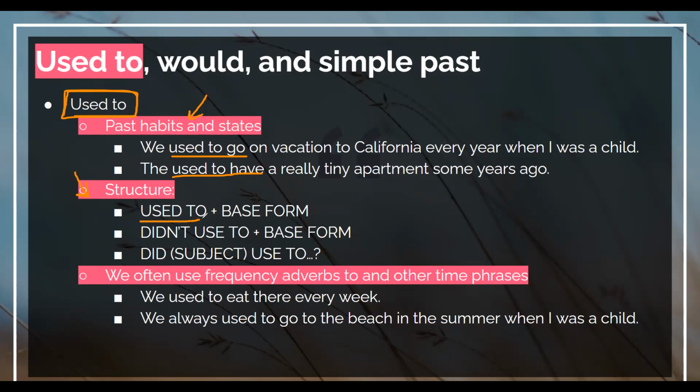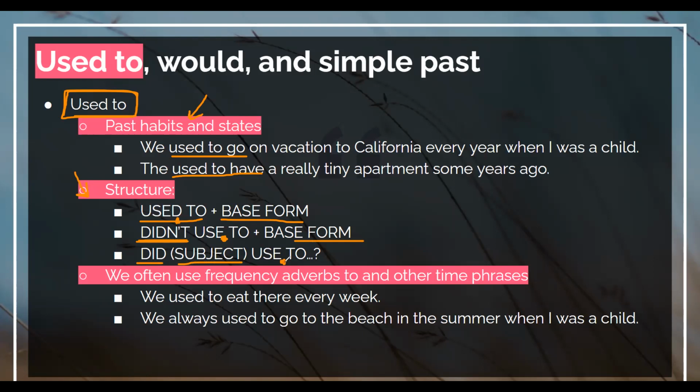We use used to plus the base form in affirmative. We use didn't used to. Notice how here the D disappears, obviously, because we have didn't. So didn't used to plus the base form. And then when you want to put it in a question form, it's did plus the subject, used to.